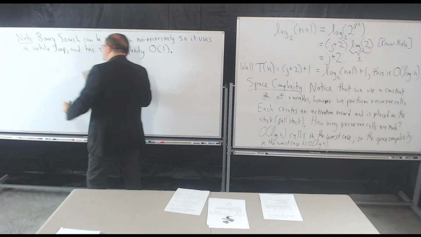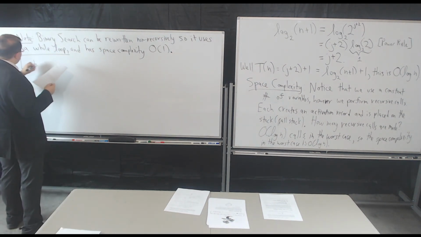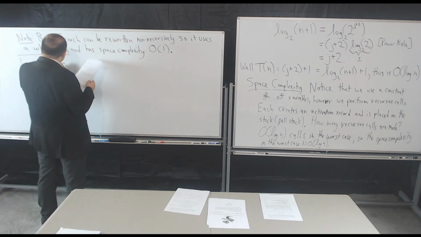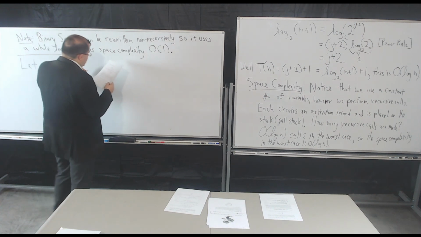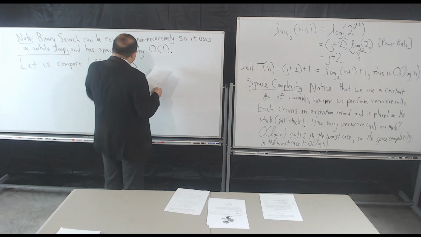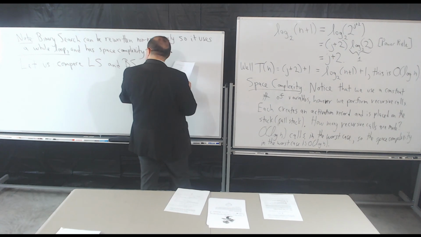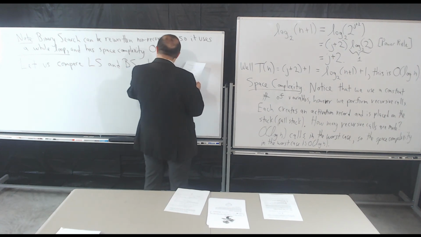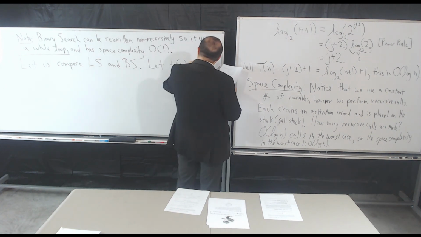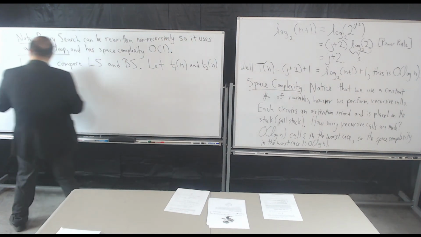So that brings me to coming back to one major point. Remember we talked about linear search and binary search. So let us compare linear search and binary search. I'll just abbreviate as BS. Just don't take that literally, okay? So let T1 of n and T2 of n be their complexity functions.